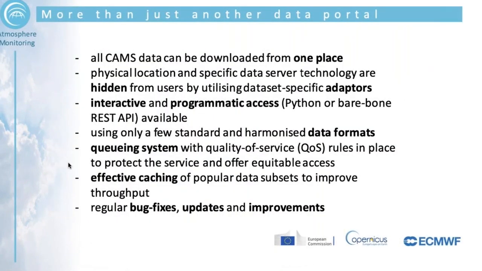The idea of the Atmosphere Data Store is that all the data is available for download from one place. It can be accessed either interactively or with programmatic access through an API, and also using Python or other means of access. All the data formats are supposed to be standardized and harmonized, and everything runs in the cloud, so it should be more efficient in terms of accessing the data.